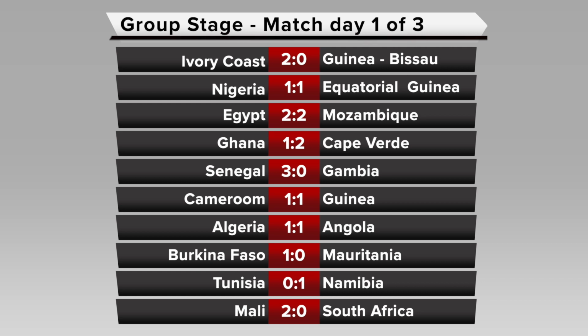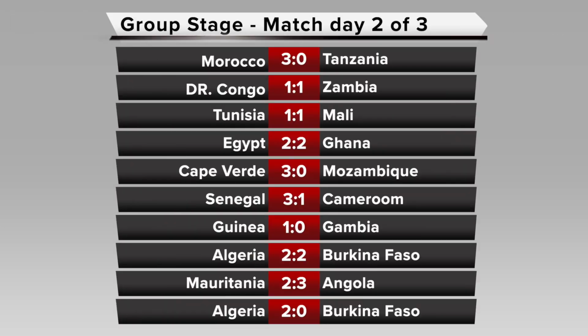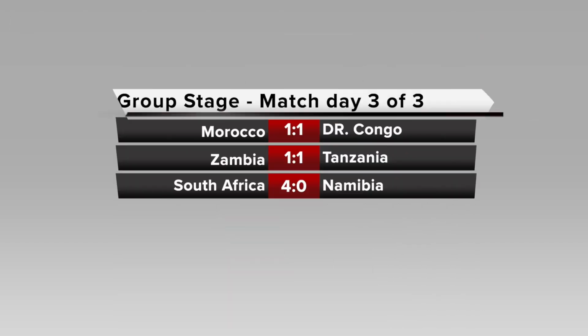Then the next game was Senegal against Cameroon. Senegal won 3-1 against Cameroon. Then after that, we have Guinea-Conakry against Gambia. Guinea won 1-0 against Gambia. Then the next game was Angola against Mauritania. Angola won 3-2 against Mauritania.